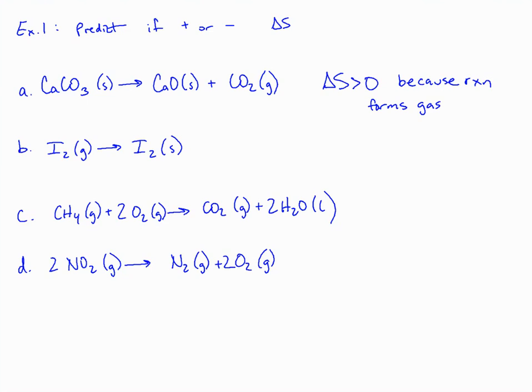In part B, we're looking at iodine. It's changing from a gas to a solid. So the delta S in this case is going to be less than 0, because we had a gas, which has a lot of entropy, turning into a solid, which has less entropy, and so it ends up less than 0. System: gas to solid.